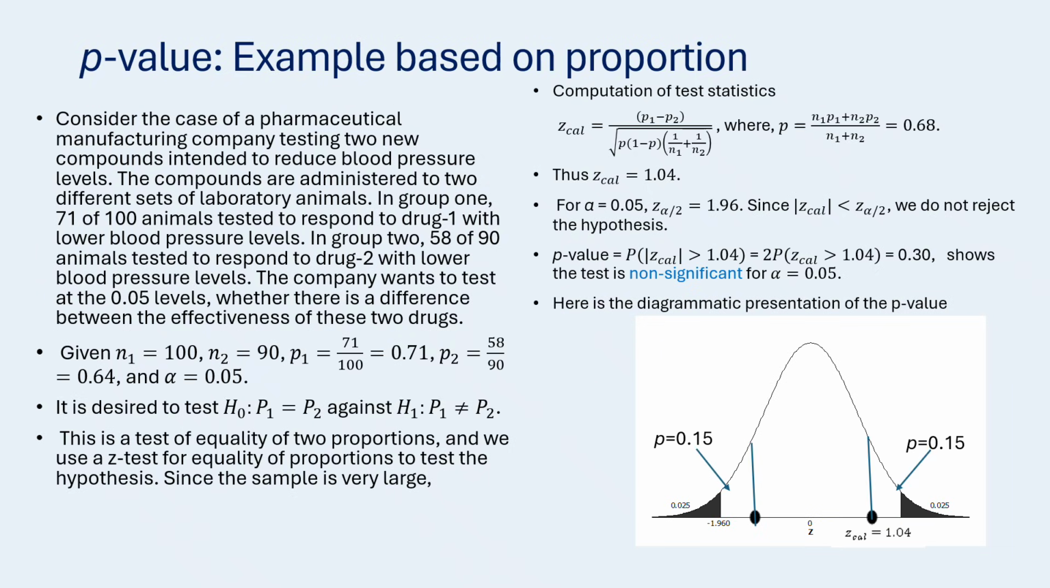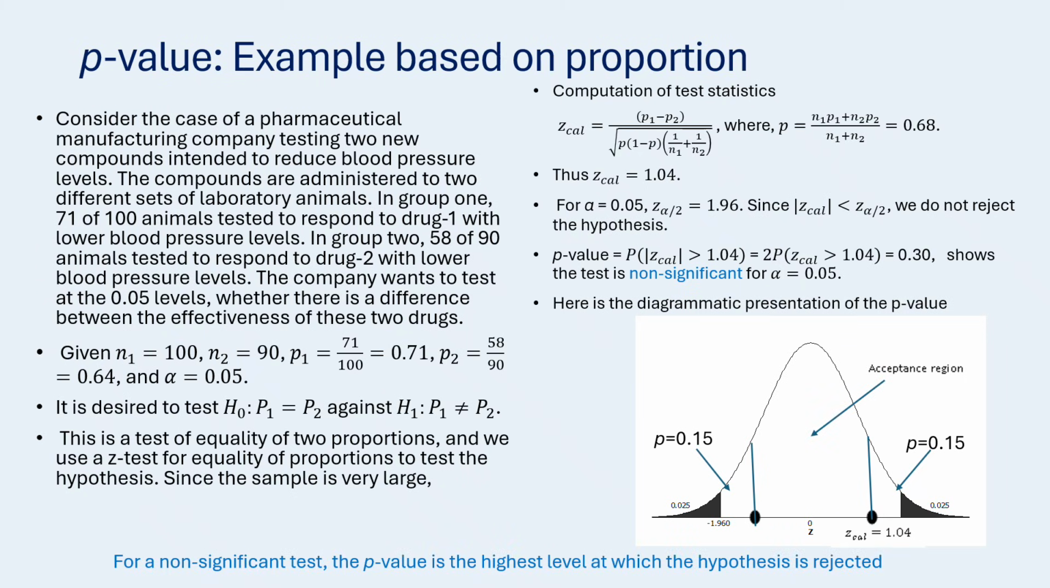So here is the diagrammatic presentation. You can see that the p-value comes under the acceptance region. So for a non-significant test, you can always consider the p-value as the highest level at which the hypothesis is rejected.